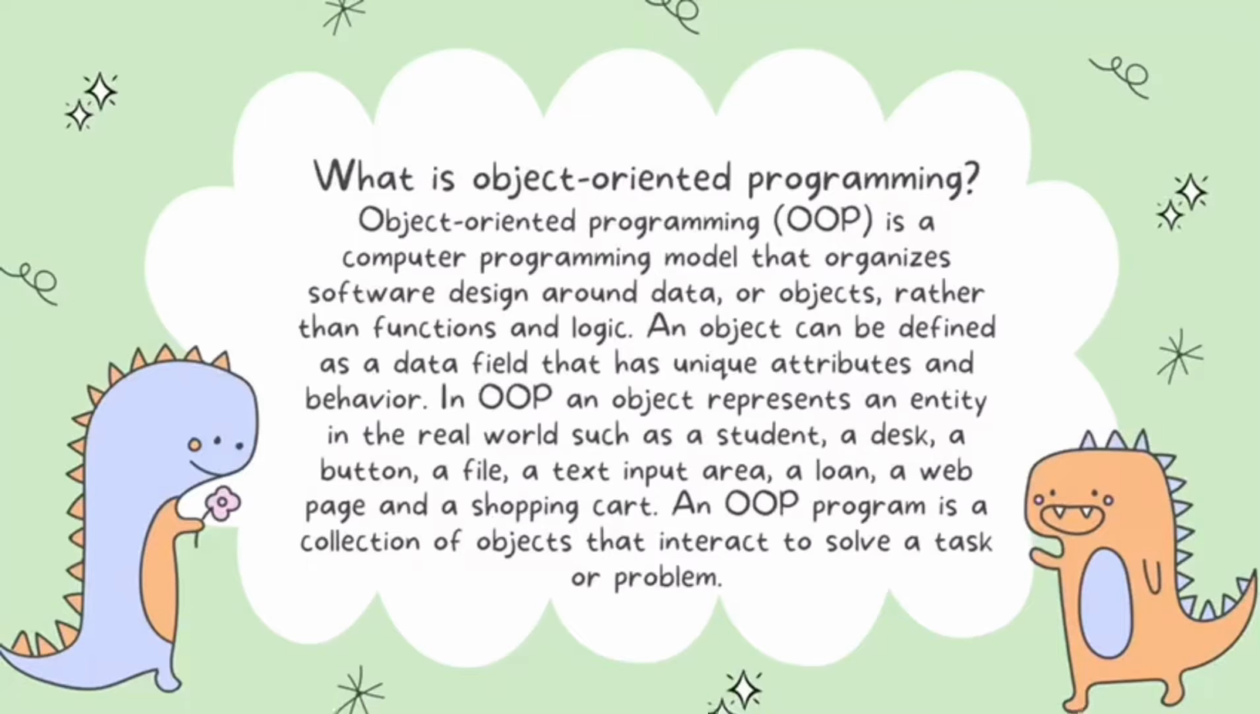Object-Oriented Programming (OOP) is a computer programming model that organizes software design around data or objects rather than functions and logic. An object can be defined as a data field that has unique attributes and behavior. In OOP, an object represents an entity in the real world, such as a student, a desk, a button, a file, a text input area, a loan, a web page, and a shopping cart. An OOP program is a collection of objects that interact to solve a task or problem.